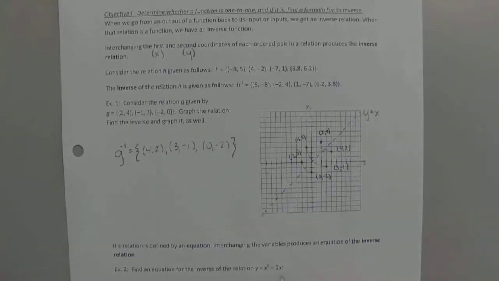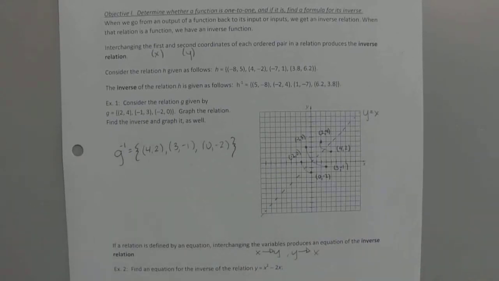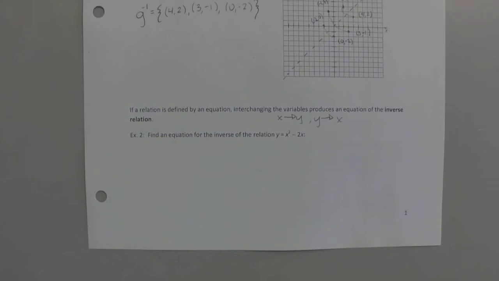So it says if a relation is defined by an equation, we're going to interchange the variables, and that produces, so switch it, x goes to y, and y goes to x. And when you do that, that is going to be your new inverse relation, okay?